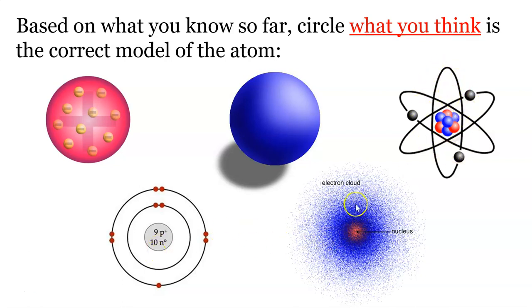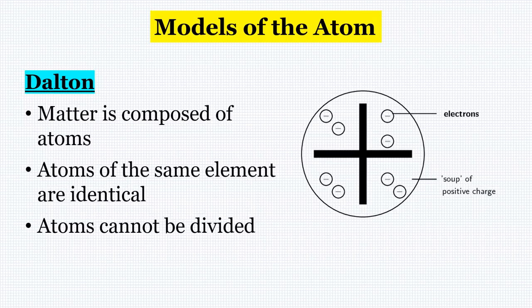There's a couple other ones here. You may have seen this one here in the physics class before, and this one is commonly used too. So which one's correct? Well, let's talk about the different models. So Dalton was the first one that proposed some ideas about the model of the atom. Dalton proposed that matter is composed of atoms. Atoms of the same element are identical, and atoms can't be divided. So his model of the atom was essentially just a giant sphere.